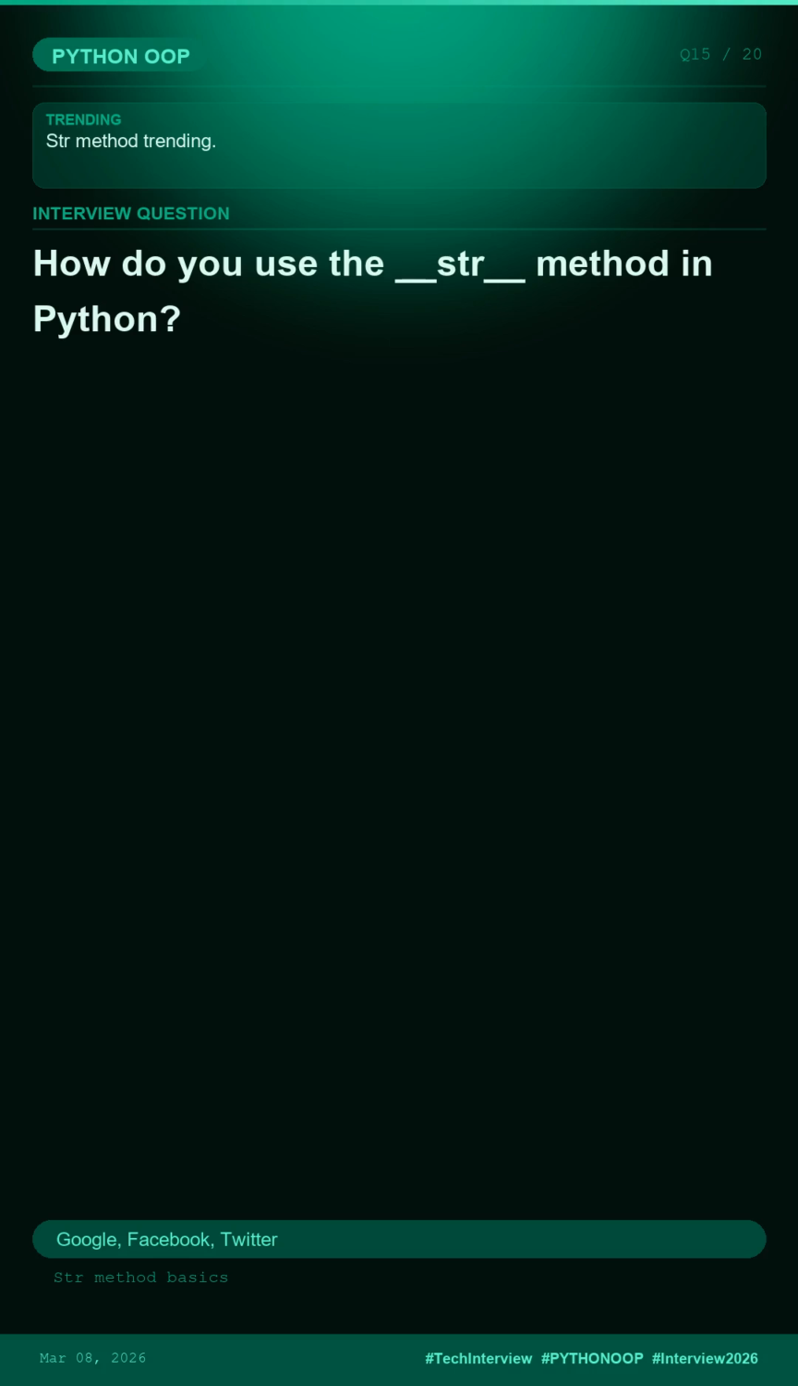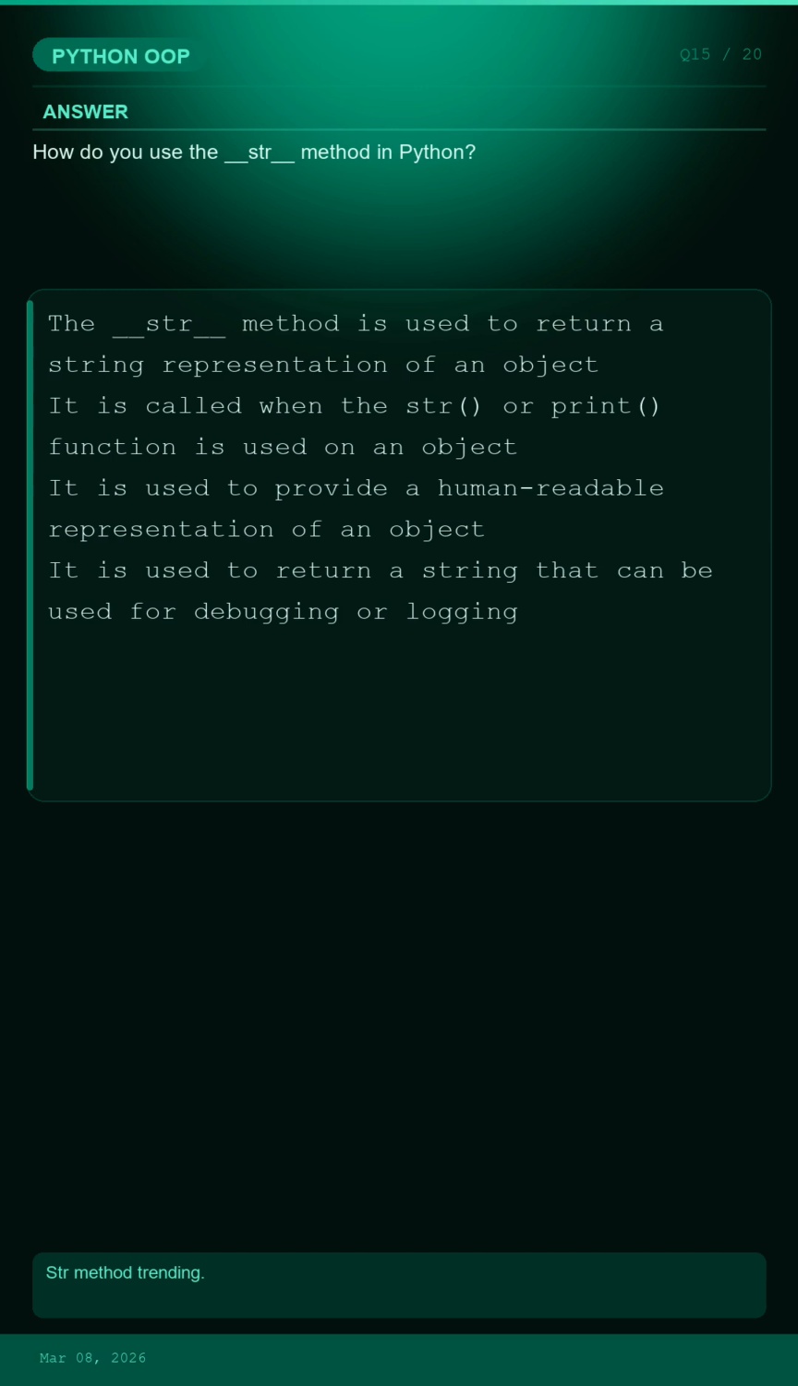Question 15. How do you use the __str__ method in Python? Answer. The __str__ method is used to return a string representation of an object. It is called when the str or print function is used on an object. It is used to provide a human-readable representation of an object.